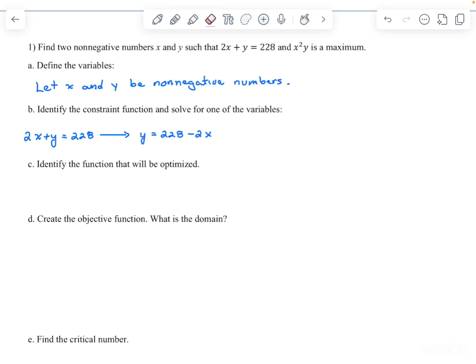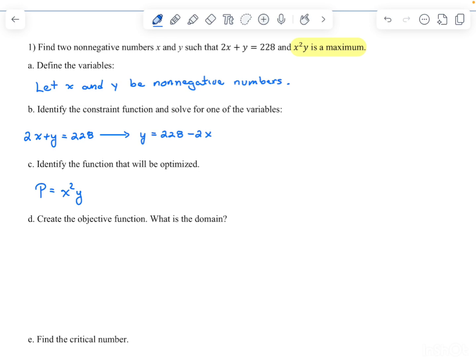Part C, identify the function that will be optimized. In this problem, we want x squared times y to be a maximum, so that is the function we are going to optimize. I'm going to label the function P for product.